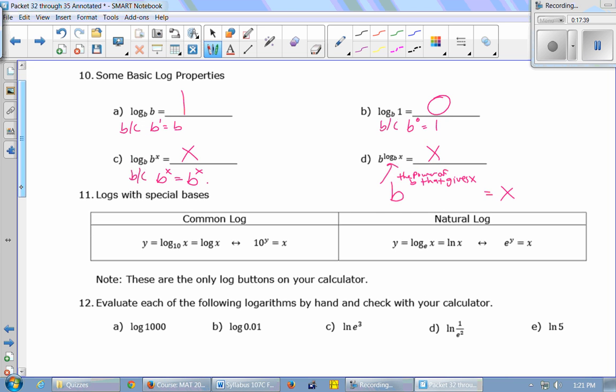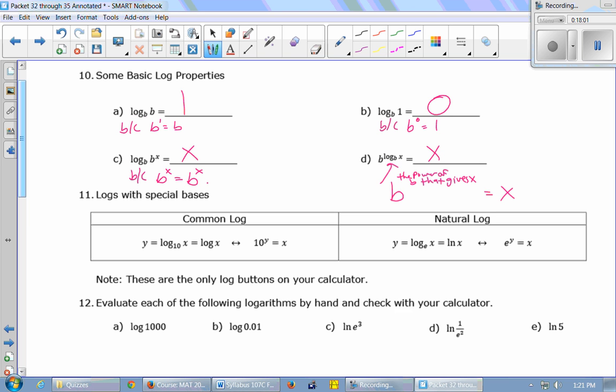Okay, so logs with some special bases. We have the common log, which is log base 10. And we often, when we're using the common log, don't write the 10. We just write log x. And you have to assume that there's a 10 there. So the common log is log base 10 of x, and it means that 10 to the y equals x.